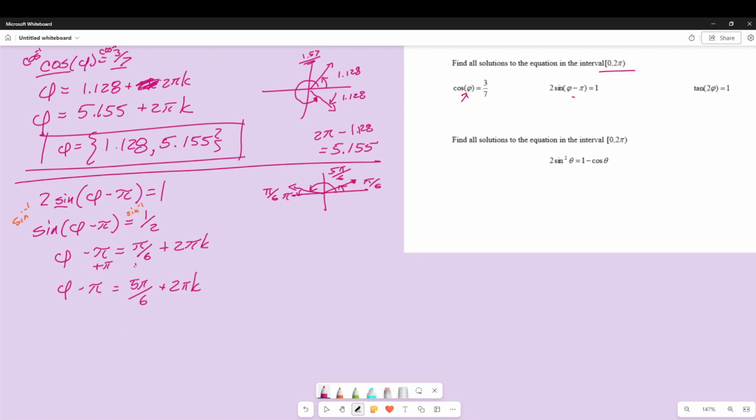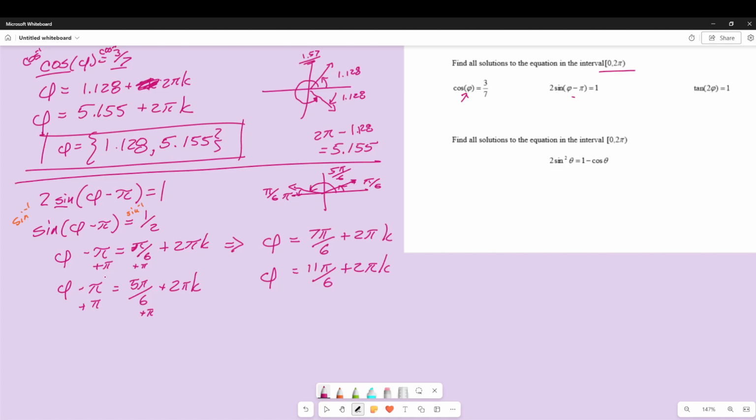So, add pi to both sides, and that's going to give us phi equal to pi over 6 plus pi, which is going to be 7 pi over 6 after you get common denominators. It's 6 pi over 6 plus 1 pi over 6, 7 pi over 6, plus all possible rotations. And down here, again, add pi, and we're going to get 11 pi over 6 plus any rotations.